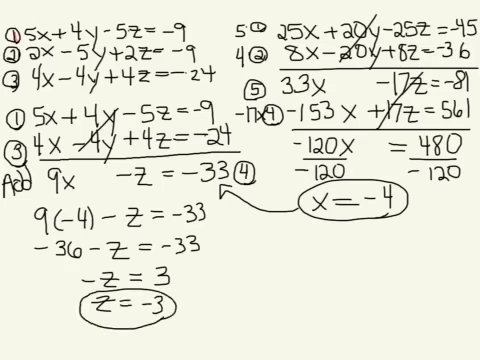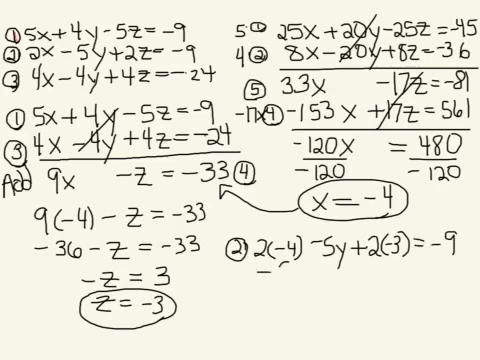Now that I have x and z, I can finally get y, and I just need to go up to one of these three equations. Doesn't matter which one, they're all supposed to have the same solution. That's why we call it a system. I'll plug it into the one that looks easiest to solve for y, which I guess is equation 2. I like that the numbers are kind of small. So I'm going to plug x and z into equation 2. My equation 2 will be 2 times my x, which is negative 4, minus 5y, plus 2 times my z, which is negative 3, equals negative 9.